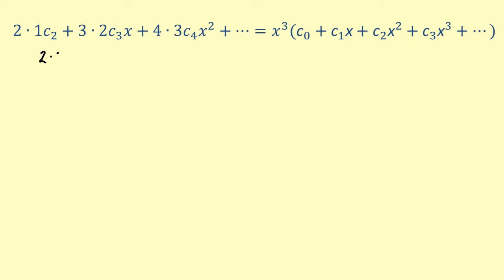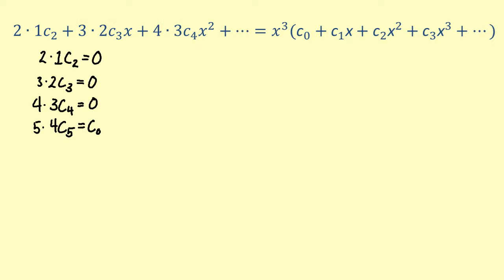So we have 2 times 1 times c sub 2 is equal to 0. 3 times 2 times c sub 3 is equal to 0. And 4 times 3 times c sub 4 is equal to 0. If we continue, we find that 5 times 4 times c sub 5 is equal to c sub 0. 6 times 5 times c sub 6 is equal to c sub 1, and so on.